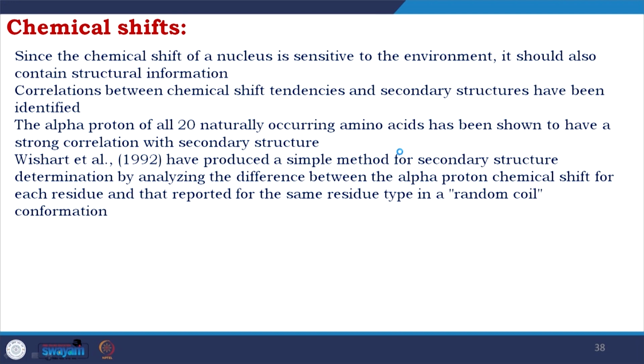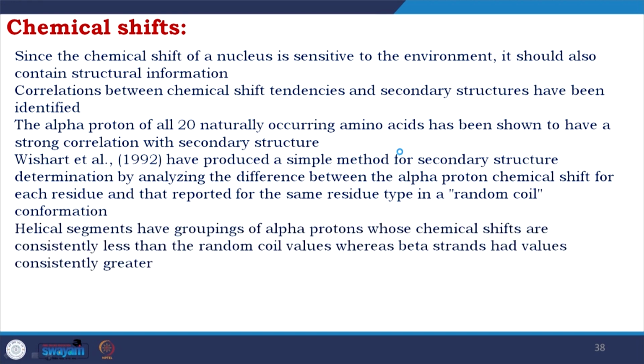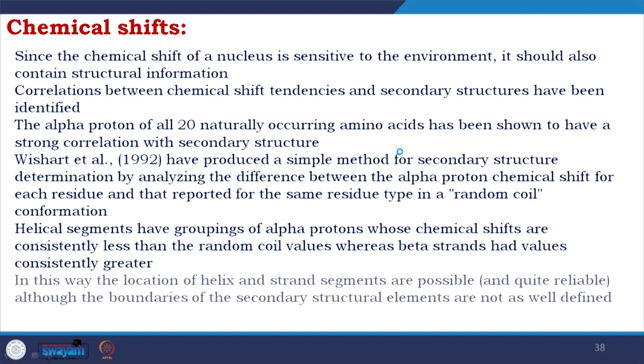So they are taking the alpha proton chemical shift from the secondary structure and comparing it with a random coil. Helical segments have groupings of alpha protons whose chemical shifts are consistently less than the random coil values, whereas beta strands had values consistently greater. So you could get the standard and differentiate them. In this way, the location of helix and strand segments is possible and quite reliable, although the boundaries of the secondary structural elements are difficult to determine.